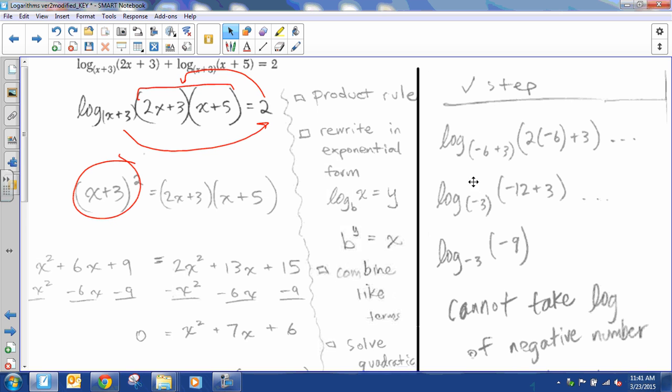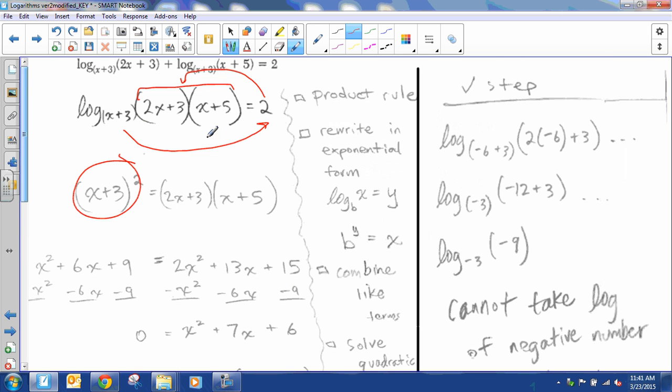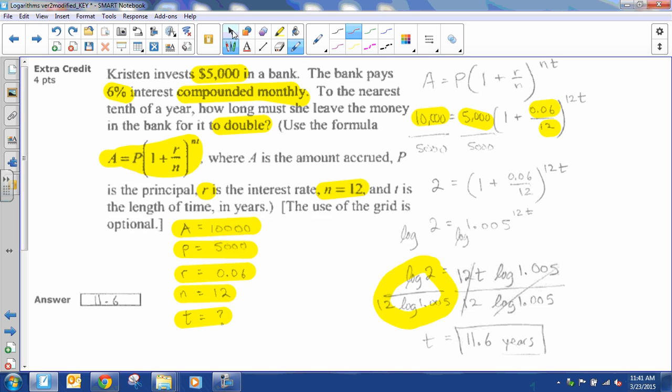Now don't forget, ladies and gentlemen, to plug back in to do your check step. As you can see, when we plug -6 back in, we end up with taking the log of a negative number. You cannot do that, so we must reject -6. -1 is acceptable because when you plug -1 in here, you end up with 2 times -1 is -2 plus 3 is +1, and -1 plus 5 is +4. So they're both positive. You can take the log of positive expressions. There you go.